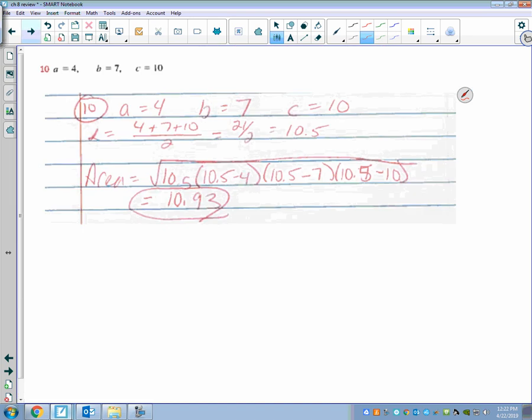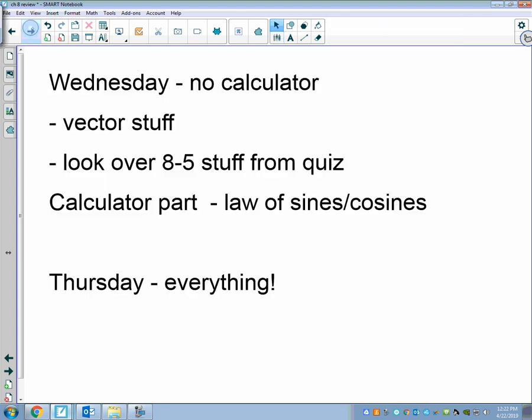And then the last one I picked here was Heron's formula. Find the area of this problem here. And so I got, it looks like 10.93 as my area. So just make sure you look over that, okay?